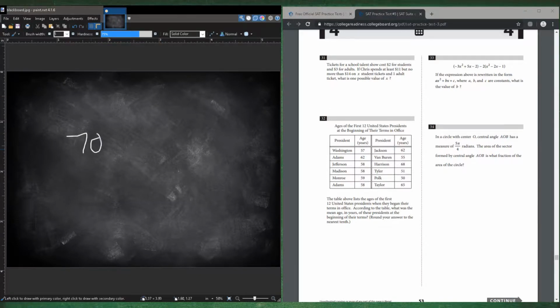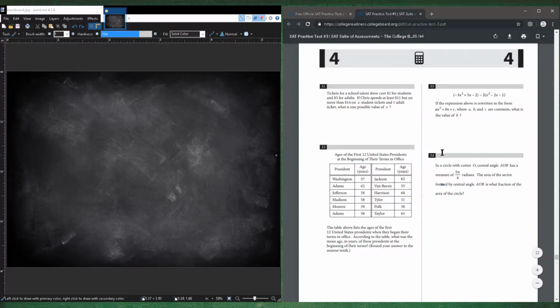So 703 for 12 presidents is about 55.6. I mean 58.6. So that's the answer. Pretty basic. Just look at the chart and you'll get it right.